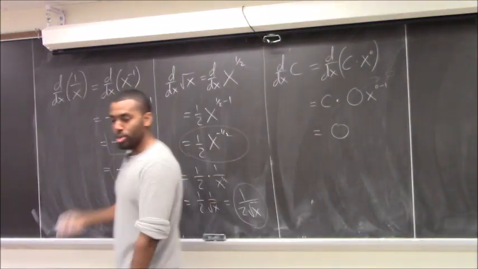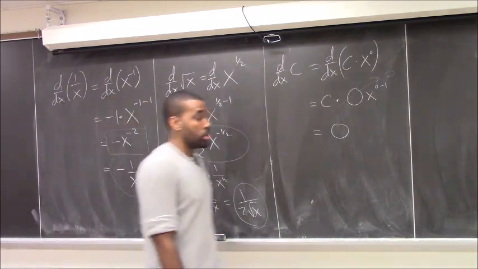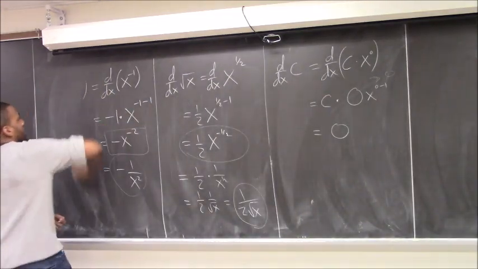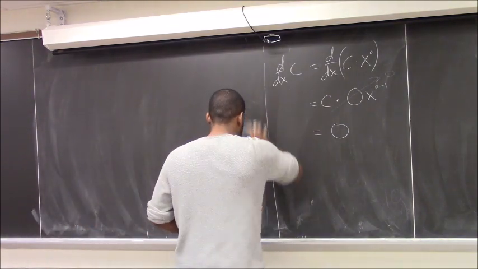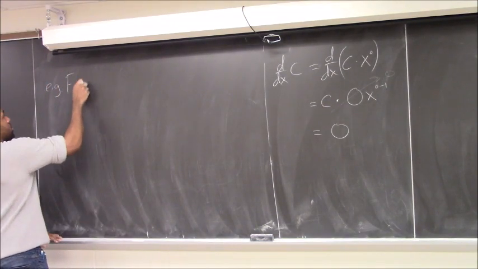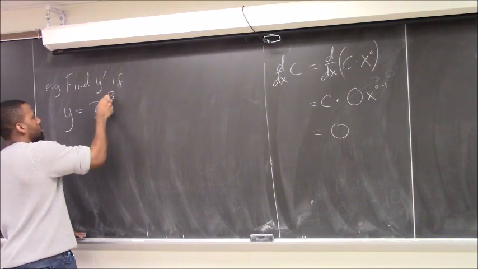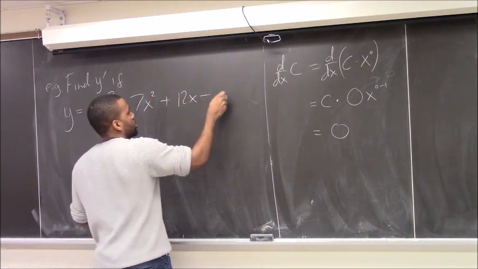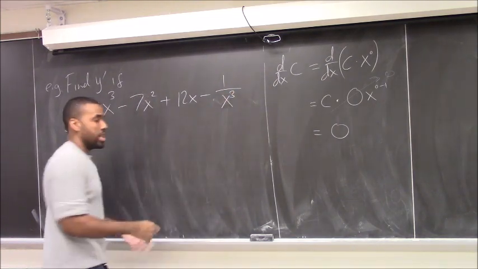So yeah, we just derived all the rules we knew so far in the time it took to derive one of them using the limit definition, using the power rule. So it's a very important rule. As well, you should be aware that we can combine the power rule with the properties of derivatives and nothing else would change. So for example, find y prime if, let's say my y is 3x cubed minus 7x squared plus 12x minus 1 over x cubed. So let's say that's my function.